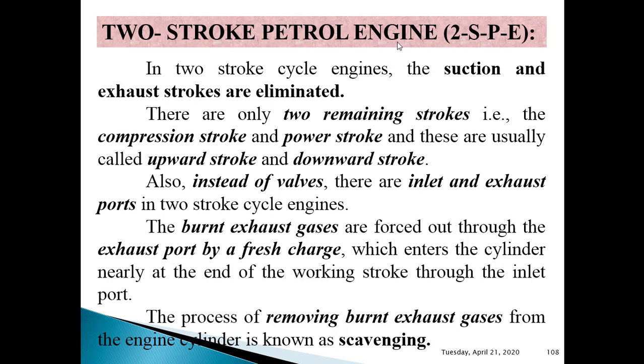As the name suggests, here you can see only two strokes, whereas in the previous case, where we discussed the four-stroke SI engine and four-stroke CI engine, there were four strokes: suction stroke, compression stroke, power stroke and exhaust stroke. Whereas here we have only two strokes, so that is why they have given it the name two-stroke petrol engine.